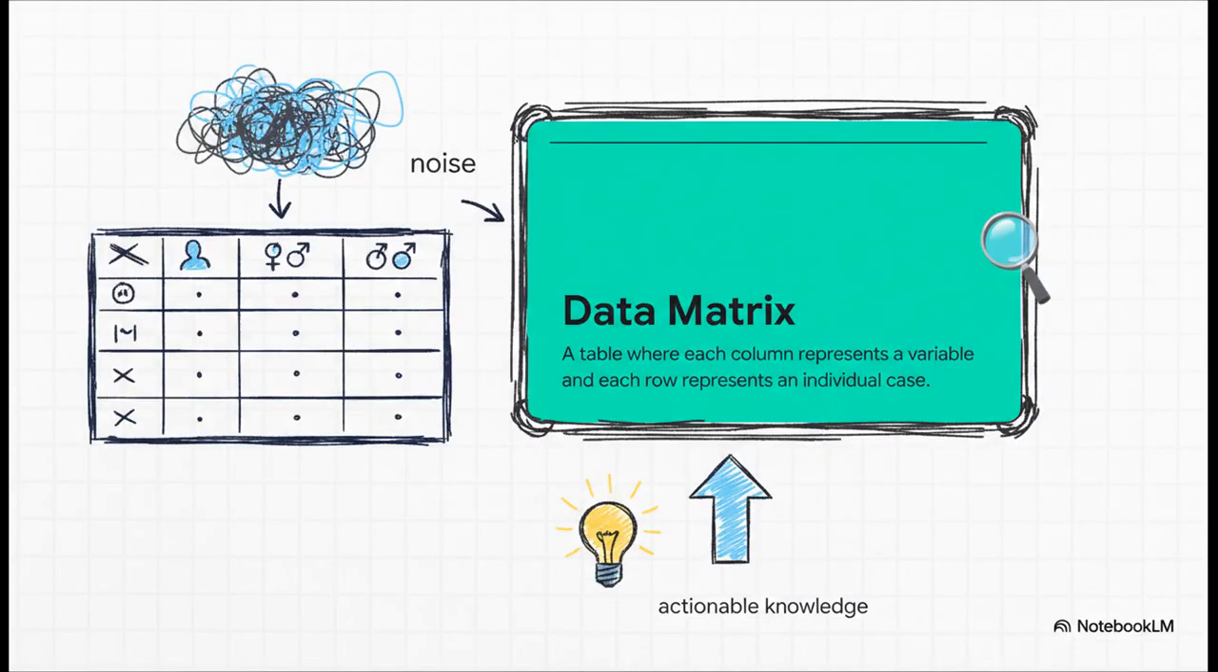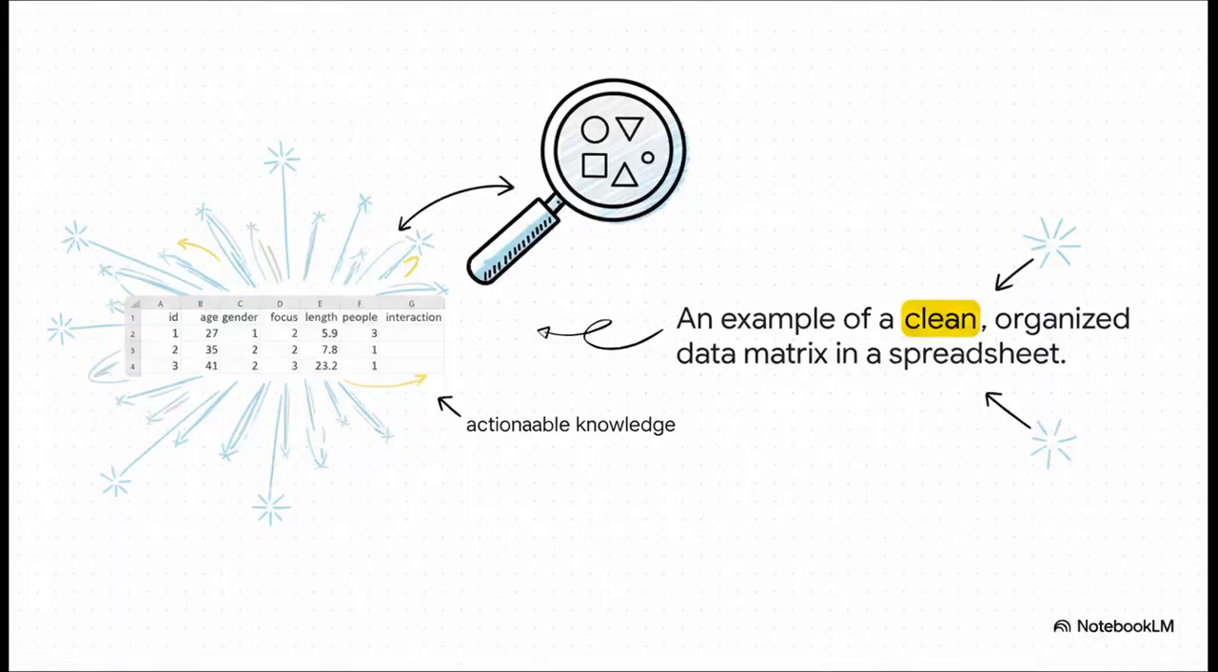So the end goal of all this organizing is to create what's called a data matrix. It's a really simple but incredibly powerful idea. It's just a table, like a spreadsheet, where every single column is one variable, like age or gender or income, and every single row represents one individual case, like one person who answered a survey, or in our earlier example, one country. And this is what that beautiful final structure looks like.